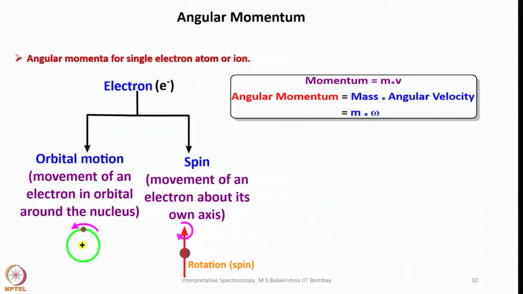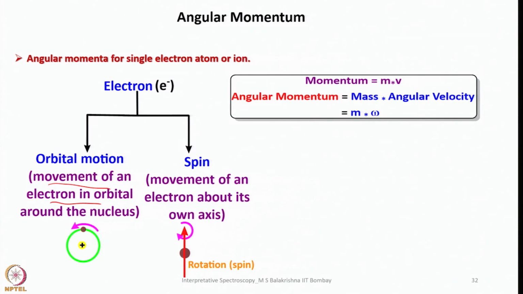Now let us go to some technical things, a little bit of theory, not worrying too much about complicated theoretical equations. We should try to understand that this is all due to the electrons, how the electrons are in the orbitals and what they do. So a little bit of information is needed in that context, and this slide is prepared. For the angular momentum of a single electron or atom, we have to consider two things: the orbital motion of the electron and its spin. Orbital motion is the movement of an electron in orbit around the nucleus, and spin is the movement of an electron about its own axis.